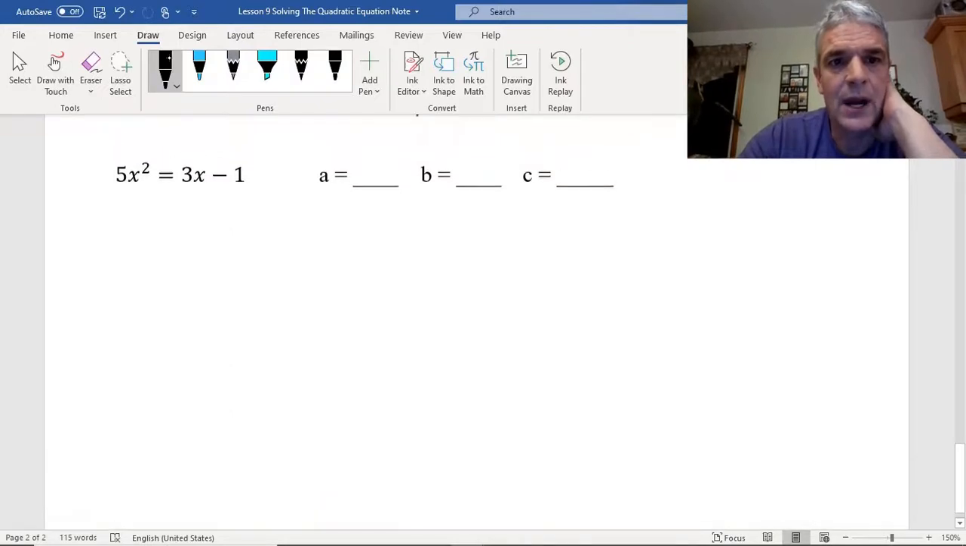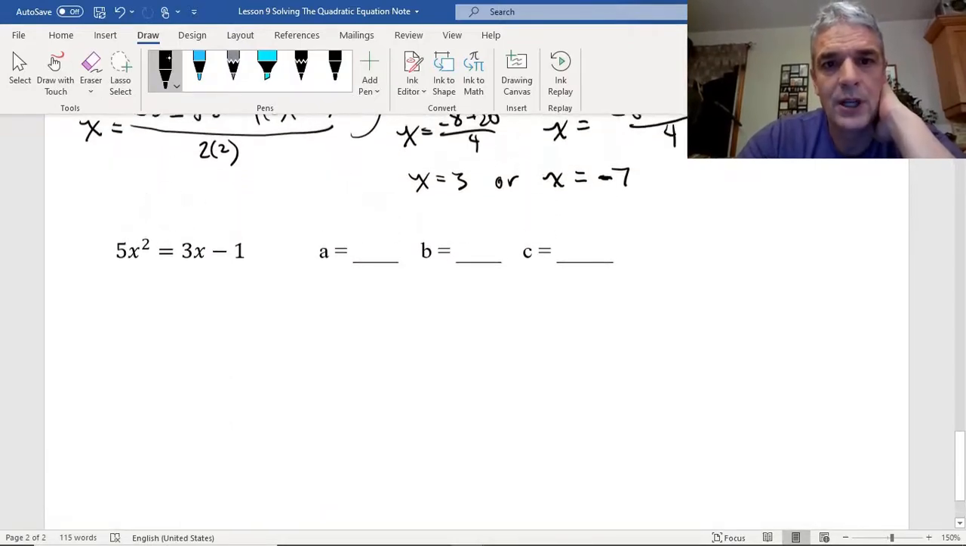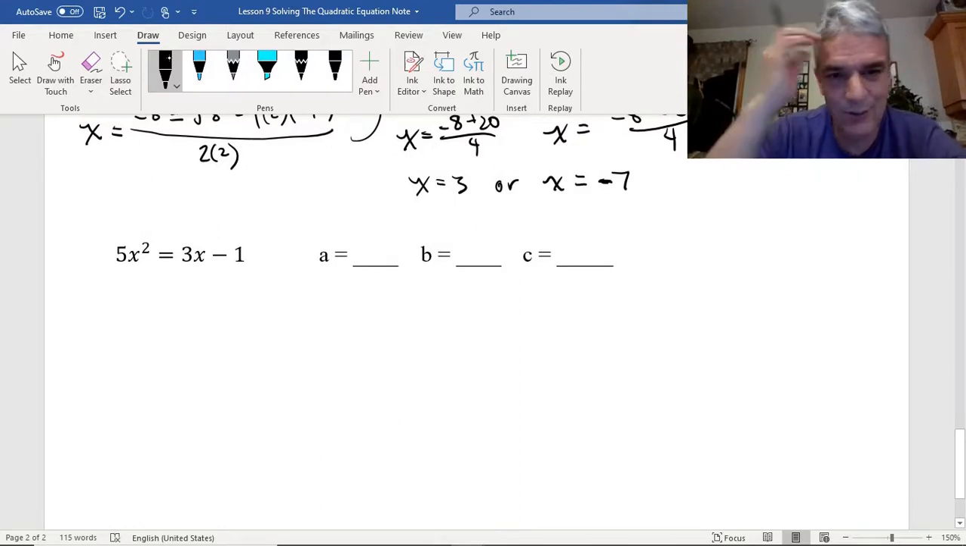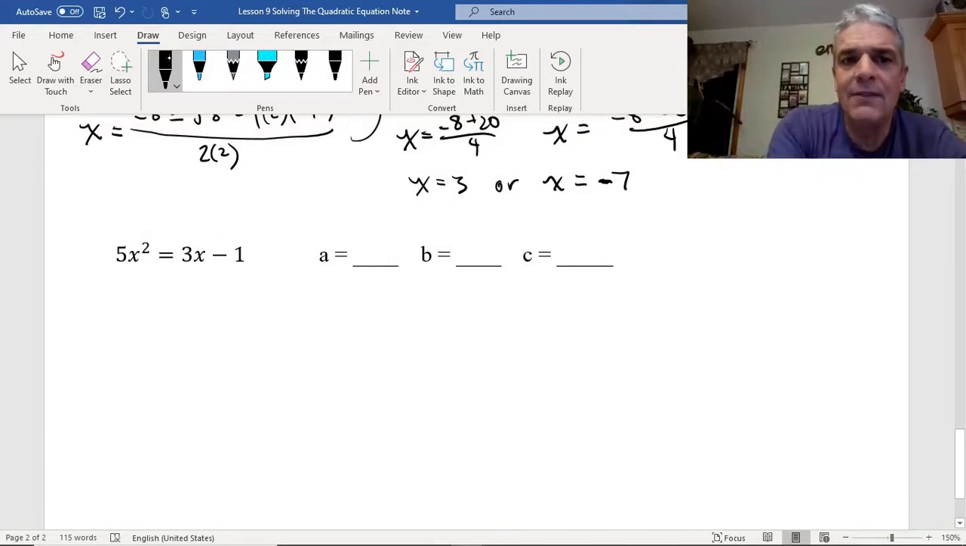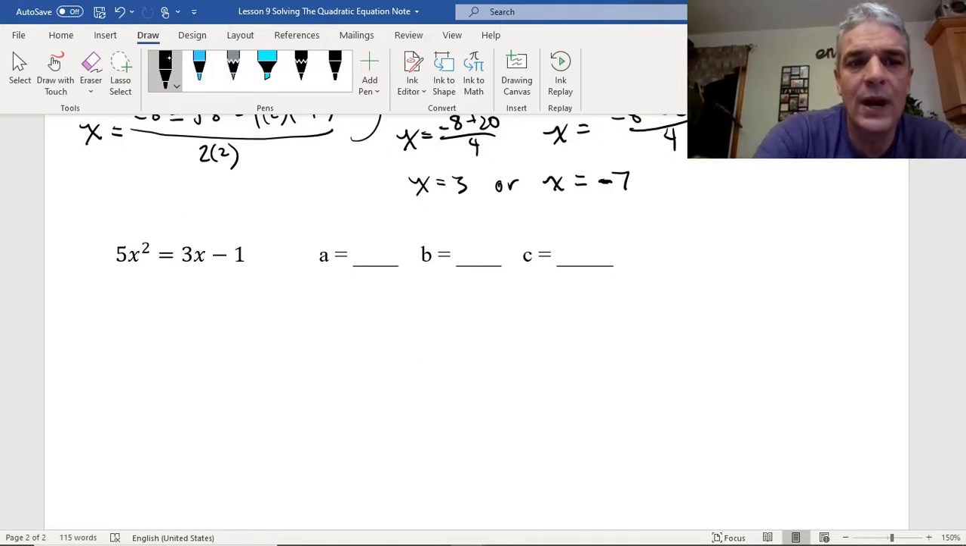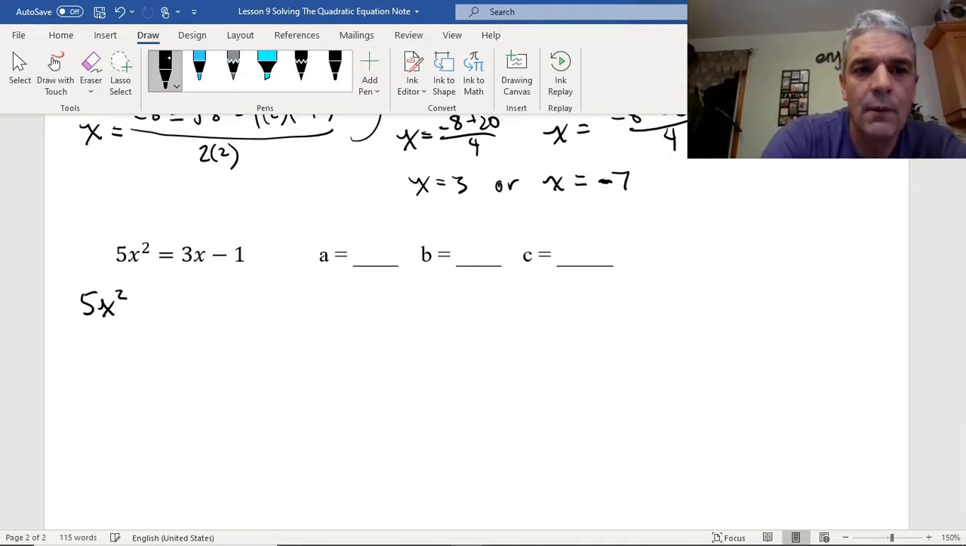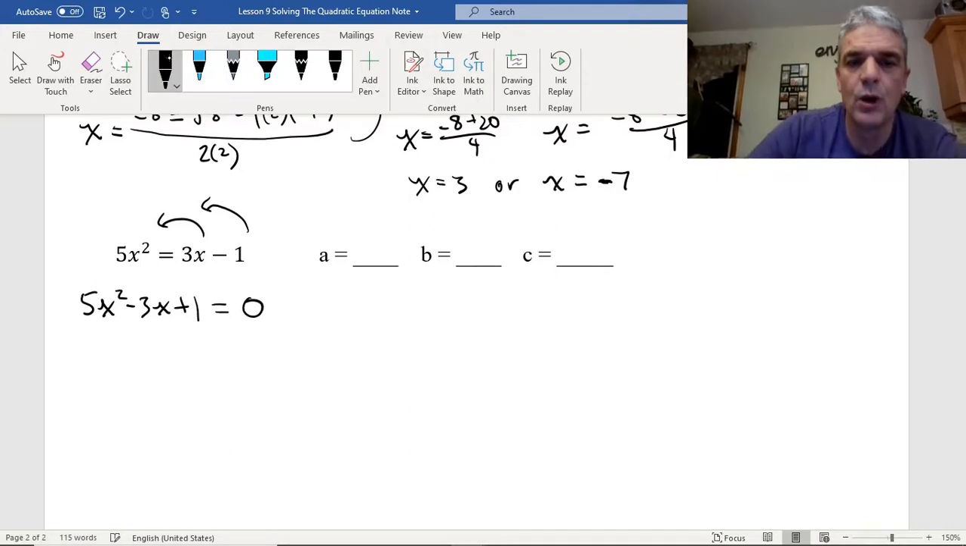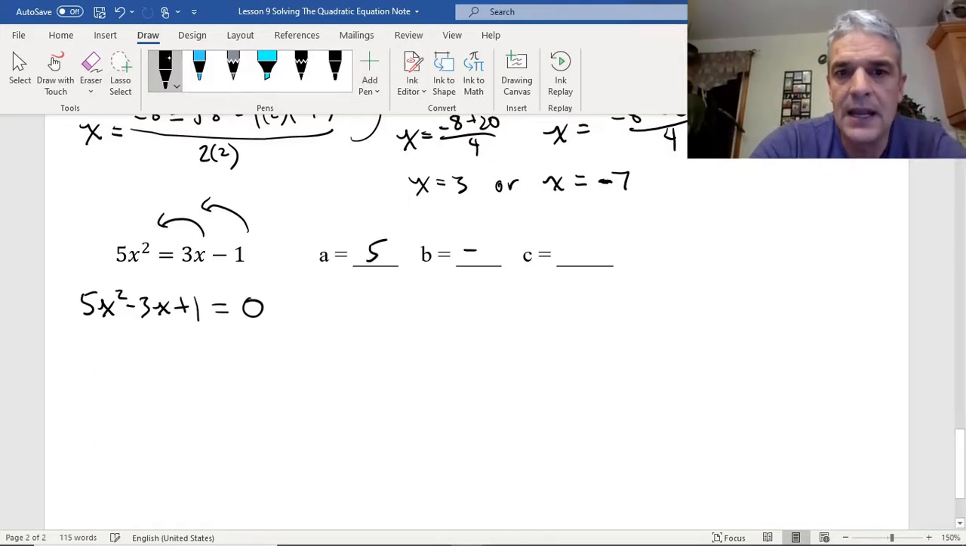Now, here's a tricky one. We'll do the last one here, which hopefully doesn't work out to a nice round number again. I give you the equation where it's just equal here. You must rearrange this to be 5x squared, bring the 3x over, bring the 1 over, so it's going to be minus 3x plus 1 equals 0, okay? And if we don't do it by factoring, because we're practicing the quadratic equation here, I'm going to say A equals 5, B equals minus 3, and C equals 1.